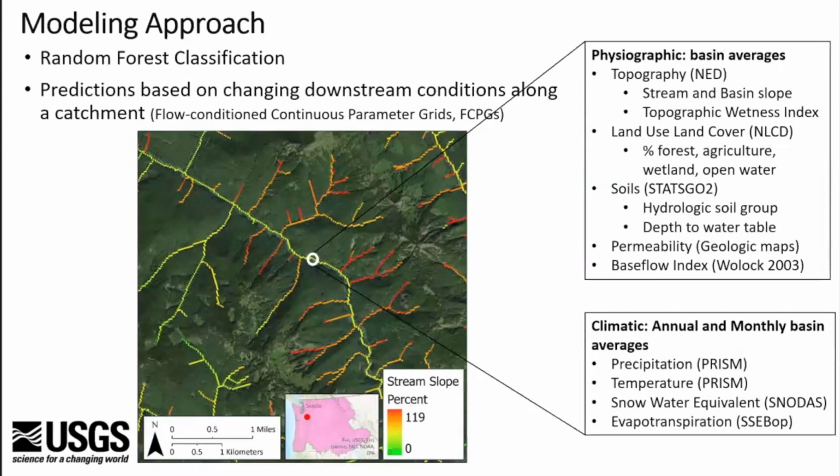So with the reasoning that stream flow and stream flow permanence is an aggregation of the basin scale conditions, that's why we process these so that you're not having just the local data or just the local value as your predictor variable.